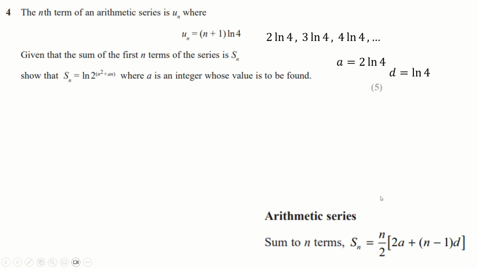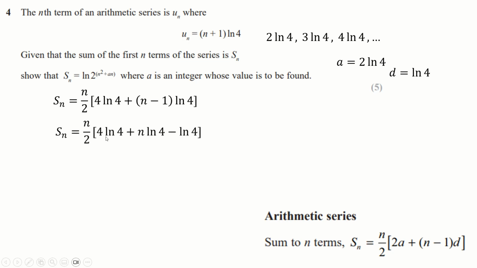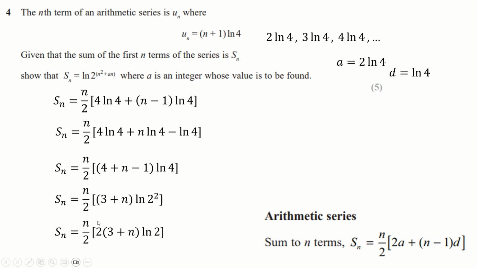I think we can now use this formula to say the sum of the first n terms is just n over 2 into 2 times this, which is 4 log 4, plus n minus 1 times this thing here. So that's this here. Now, I can expand out this n minus 1 to make this. This is 4 plus n minus 1 lots of log 4s, which is just 3 plus n lots of log 4s. But 4 is 2 squared, and this 2 can come out to the front, which will then cancel with this 2, and you'll just get n times 3 plus n into log 2. So that's going to be 3n plus n squared into log 2.